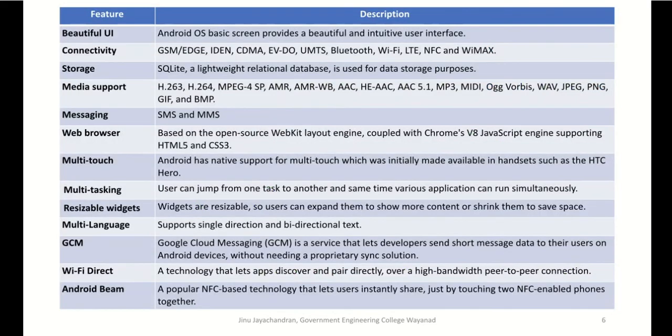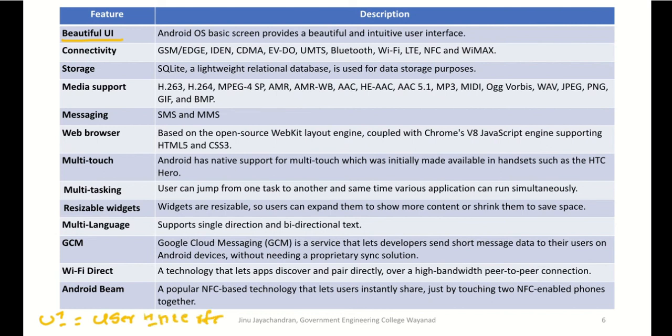So what are the features in Android which make it unique when compared to other operating systems? The first and foremost feature obviously is the beautiful UI. UI means user interface, which is basically whatever you see on the screen.